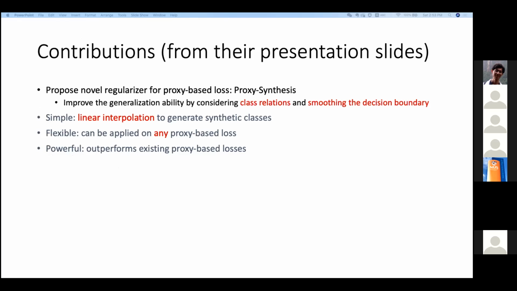To answer this question, they proposed a novel regularizer for proxy-based loss. They call it proxy synthesis. It can improve the generalization ability by considering the class relations and smoothing the decision boundary. It is simple because it only uses linear interpolation to generate the synthetic classes. And they also argue it is flexible, so it can be applied on any proxy-based loss. And they also show that proxy synthesis outperforms existing proxy-based losses.